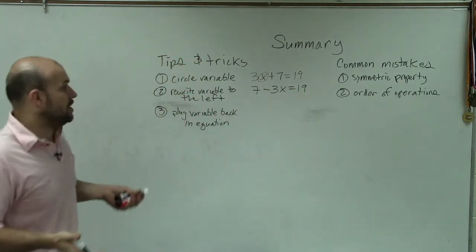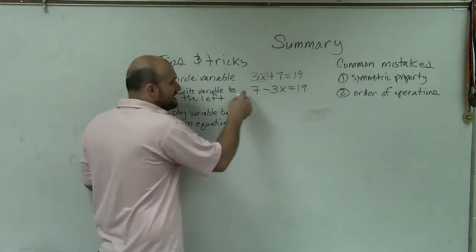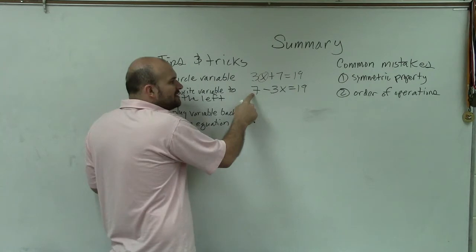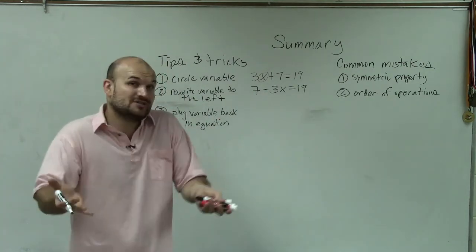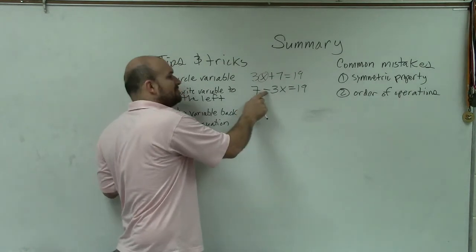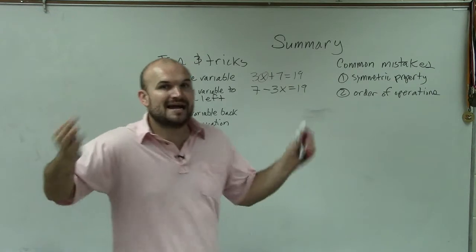So you can look at this and say, OK, now what's happening to the variable? Well, now my variable is being added by 7. You might say, well, there's no addition sign, there's only a subtraction sign. I understand you can only see the subtraction sign, but that's saying 7 minus 3x. It's not saying 3x minus 7.